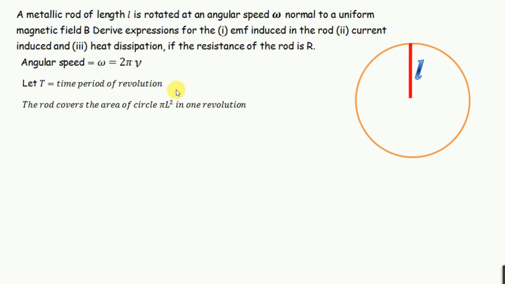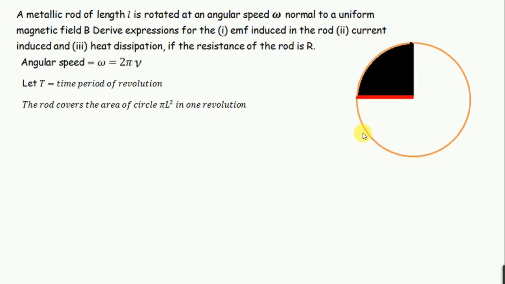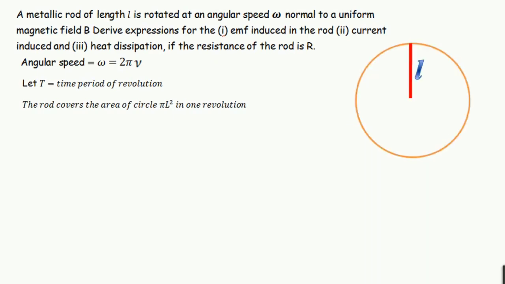If T is the time period of revolution, then it will cover this area in one time period. So you can see, starting, after one time period it will cover the area of the circle once. So I can write the change in flux in one revolution is magnetic field into area, and area is pi L square. L is the radius of this circle.